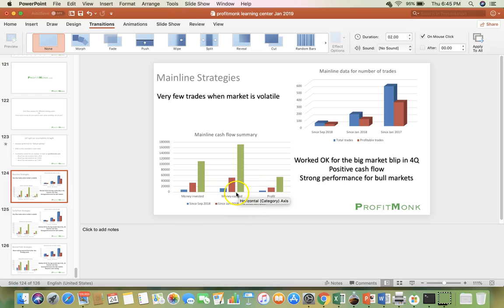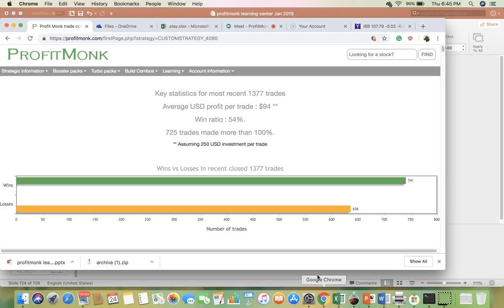And of course, for bull markets, if you look at since 2017, a lot of 2017 was bull market. You can see that the profits made are quite strong. So about $53,000 roughly since 2017, and in 2018 as well, a profit of about $16,300. So not too bad.